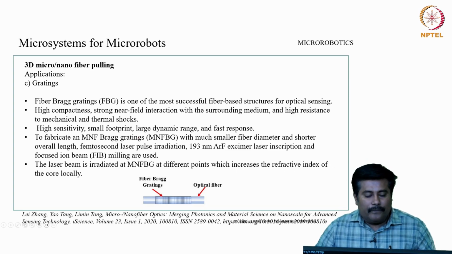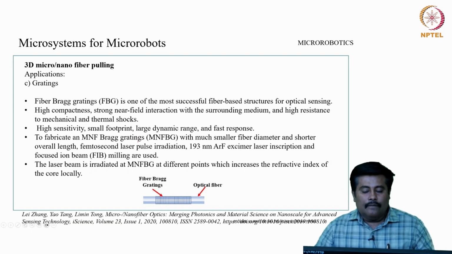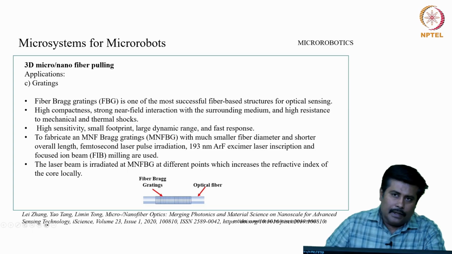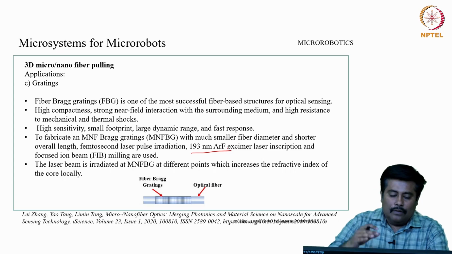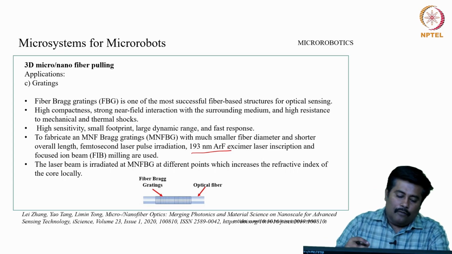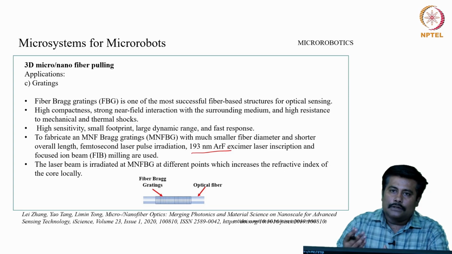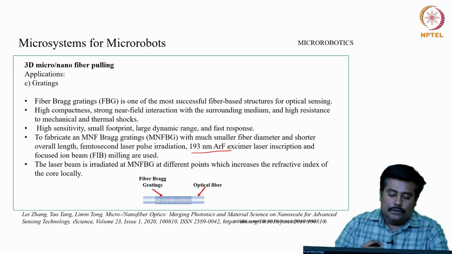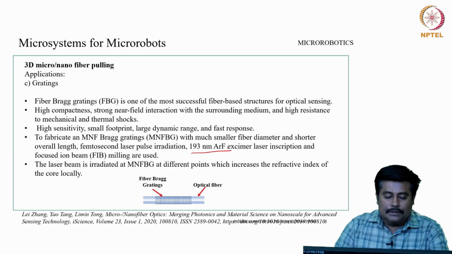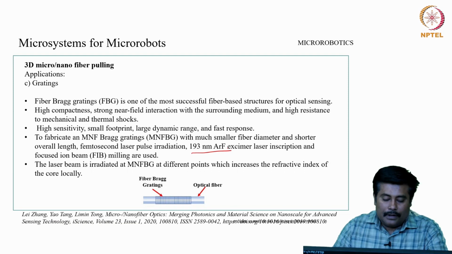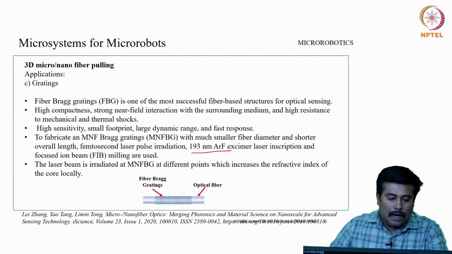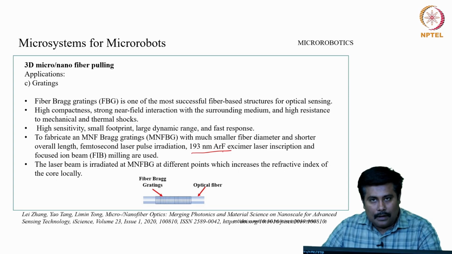So, to fabricate such kind of MNF grating with much smaller fiber diameter and shorter overall length, a femtosecond laser pulse irradiation is used. Ideally, a 193 nanometer ArF excimer laser is used for inscription, and in certain cases focused ion beam milling is also used. This laser beam is irradiated on the MNF grating at different points, increasing the refractive index of the core locally. This is how these gratings are deployed.